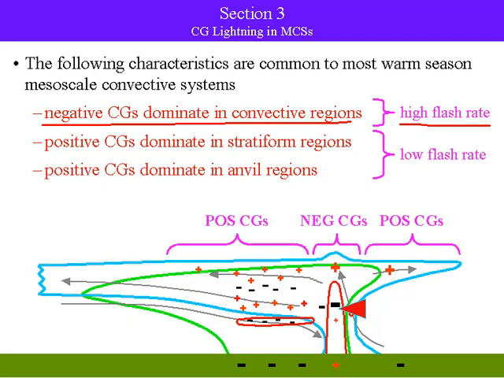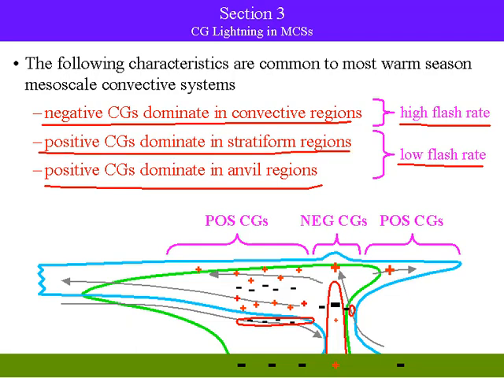Within the forward anvil over here, we would expect to see positive CGs and a much lower flash rate, just as was the case with the isolated storms. And within the stratiform region, we would actually expect to see positive CGs as well, also at a low flash rate. Why? Well, we would expect discharge to occur in this area between the negative and positive charge. We would see a positive leader extending downward toward the negative charge and eventually reaching the surface. And therefore, this would be a positive CG within the stratiform region.